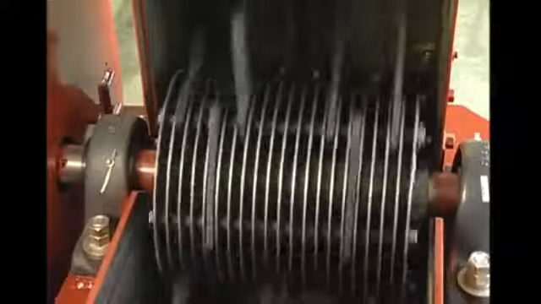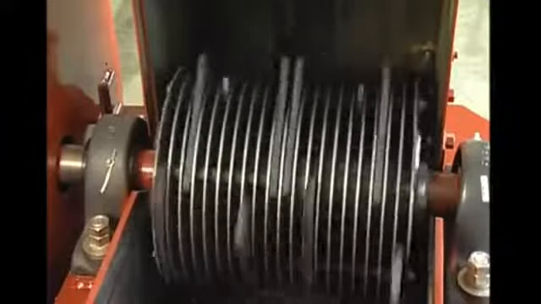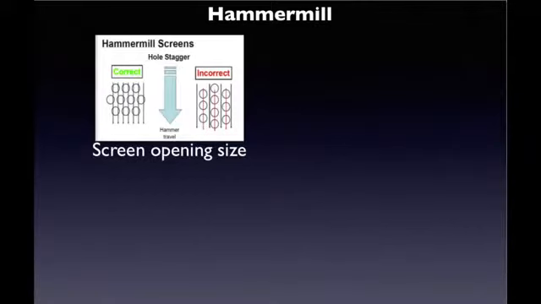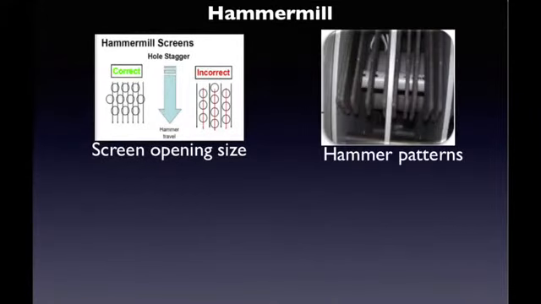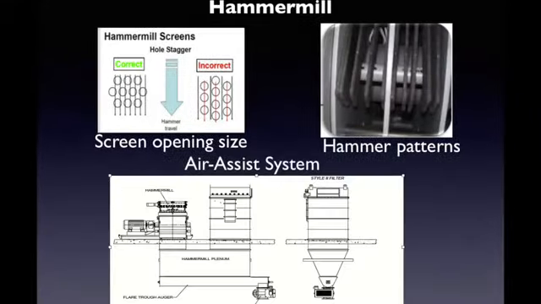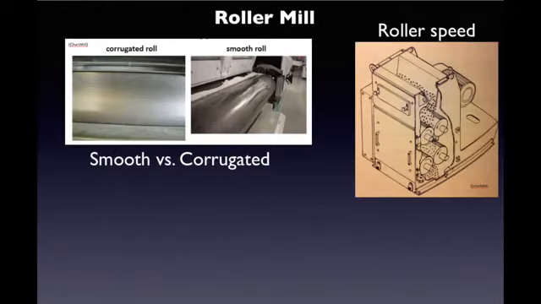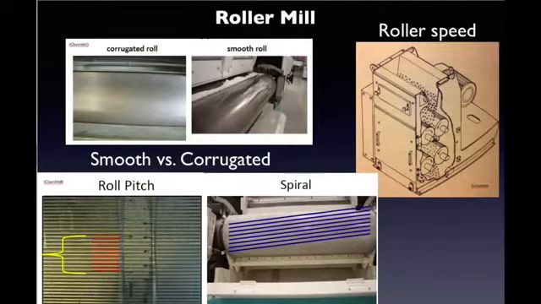There are several different factors that play a role in the throughput in hammer mills and roller mills. For hammer mills, the screen opening size, tip speed, hammer patterns, the type of feeder, air assist system, and motor RPM are all key factors. Factors that affect roller mill throughput are whether it is a smooth versus a corrugated roll, roller speed, roll differential, diameters of the rolls, and the pitch and spiral of the corrugation.